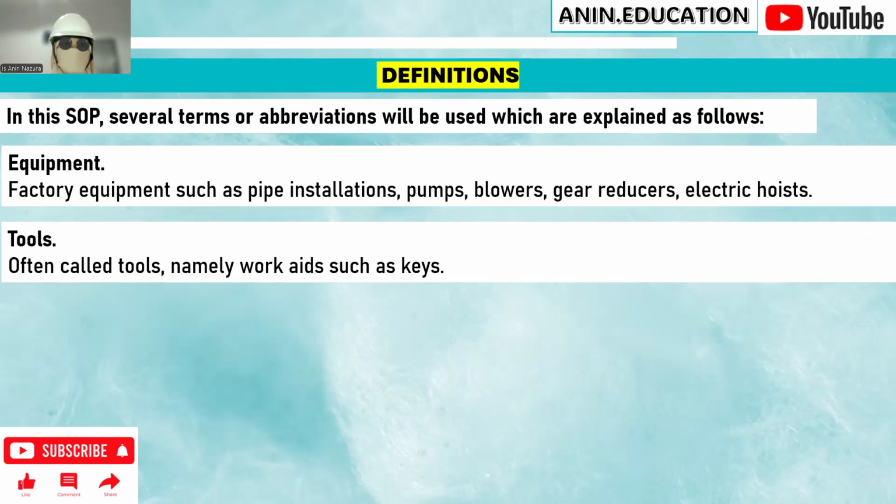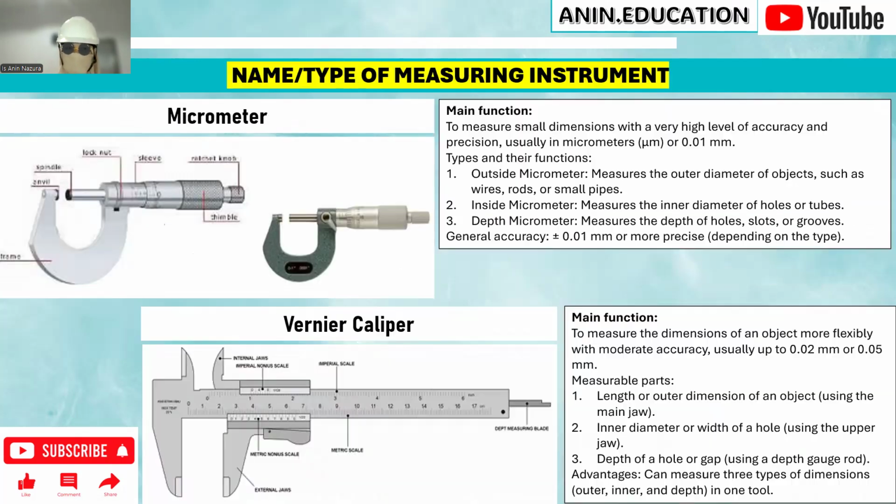In this SOP, several terms or abbreviations will be used, which are explained as follows. Equipment: factory equipment such as pipe installations, pumps, blowers, gear reductions, electric hoists. Tools, often called tools, namely work aids such as keys.